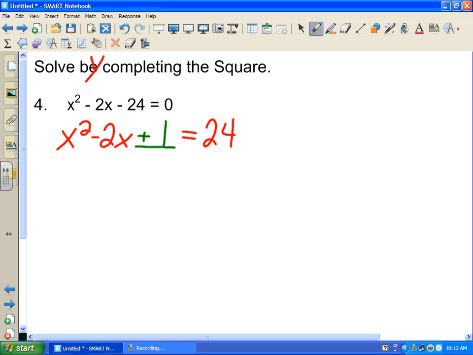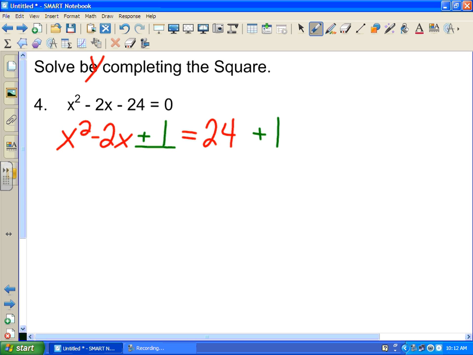Okay? Now, just like when you solve any kind of equation, anything you do to one side, you have to do to the other side. So since we added 1 to the left, we need to add 1 to the right. Nothing too crazy yet. Good so far?